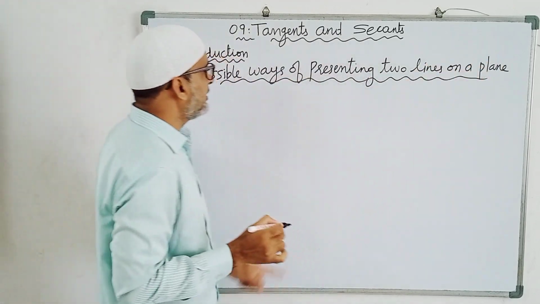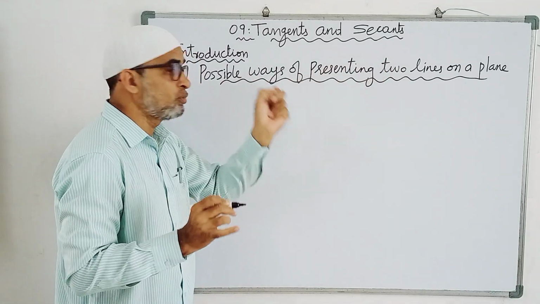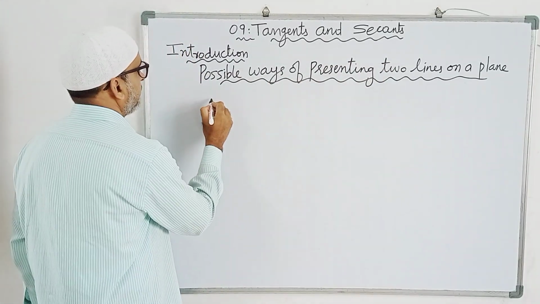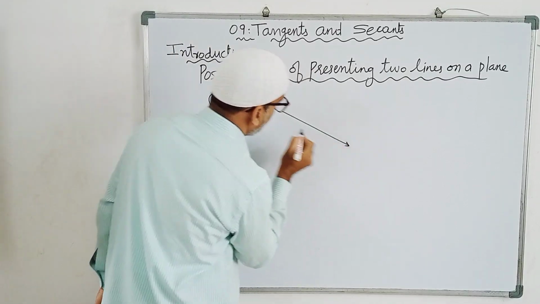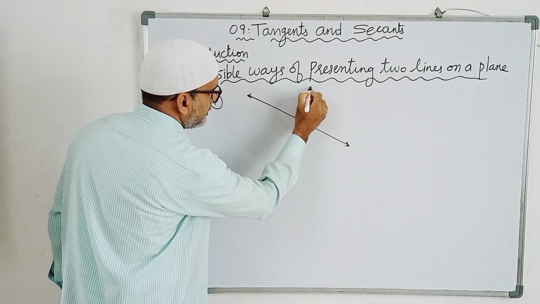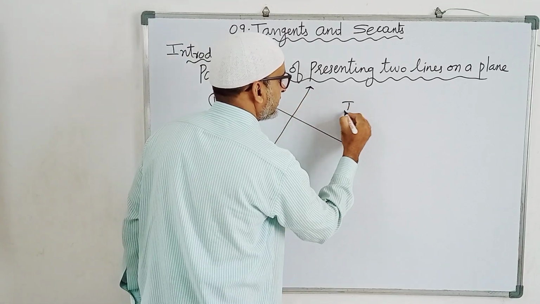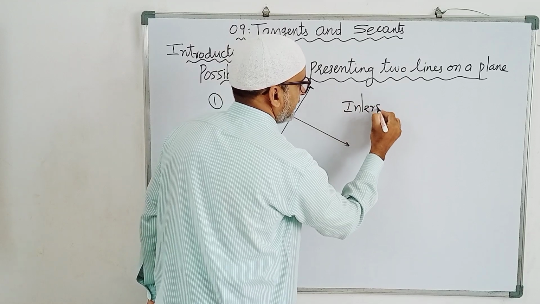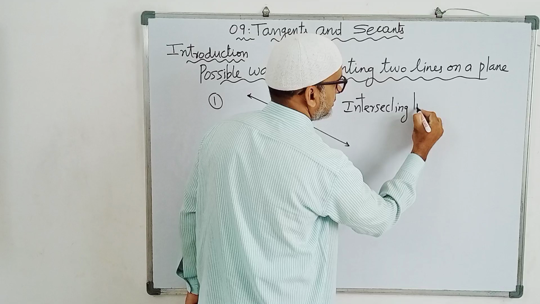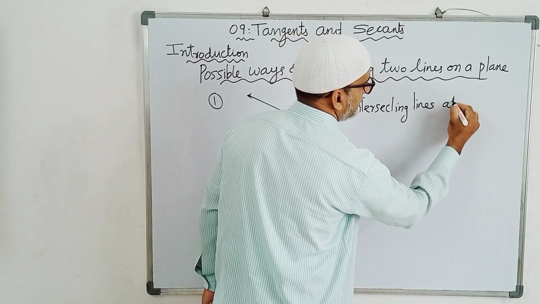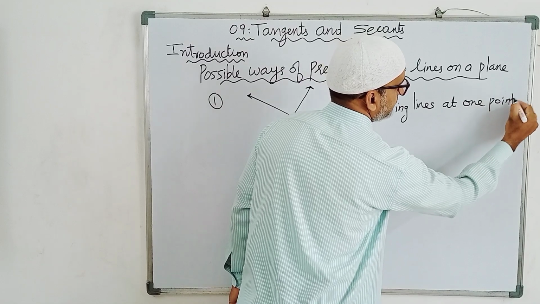Now what is the meaning? Two lines are given to you. What are the possible ways that two lines can be arranged? The first one: if two lines are given, directly I am going to the chapter. This is one line, this is one line. These are known as intersecting lines, intersecting at one point. This is one possible way.